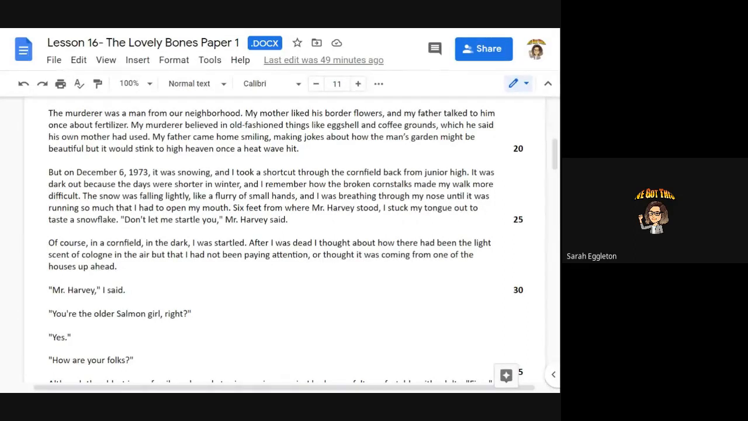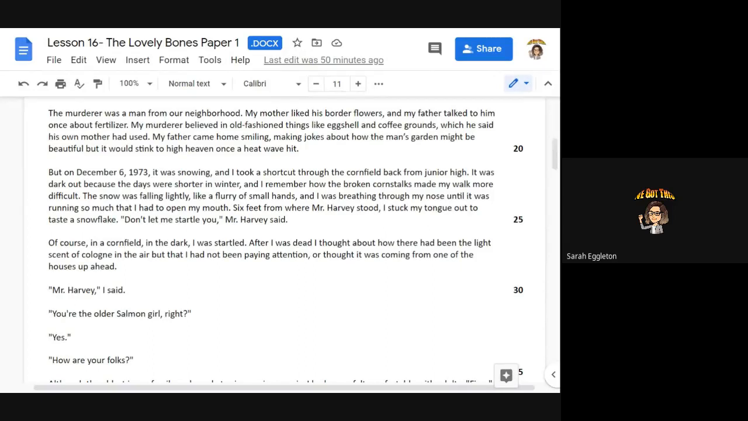But on December 6, 1973, it was snowing, and I took a shortcut through the cornfield back from junior high. It was dark out because the days were shorter in winter, and I remember how the broken cornstalks made my walk more difficult. The snow was falling lightly, like a flurry of small hands, and I was breathing through my nose until it was running so much that I had to open my mouth. 6 feet from where Mr. Harvey stood, I stuck my tongue out to taste a snowflake.